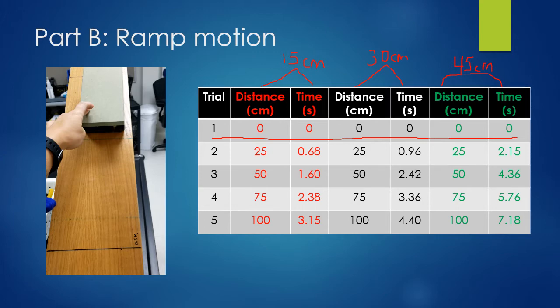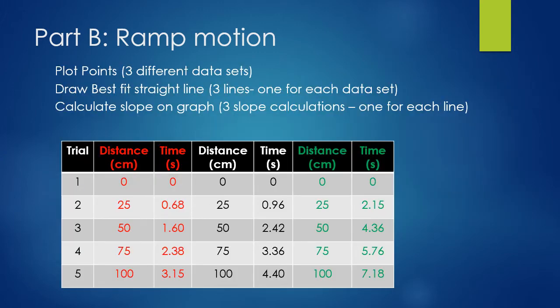We're now going to take this data and plot it on a graph. So how are we going to plot this data? Well, we have 3 separate data sets this time. That's why they're color-coded. We have one data set at 15 centimeters in red, another data set at the 30 centimeter elevation in white, and the last 45 centimeter elevation in green. So you are plotting 3 different data sets. You can plot all 3 of these data sets on the same graph, or you can do 3 separate graphs. That is your choice.